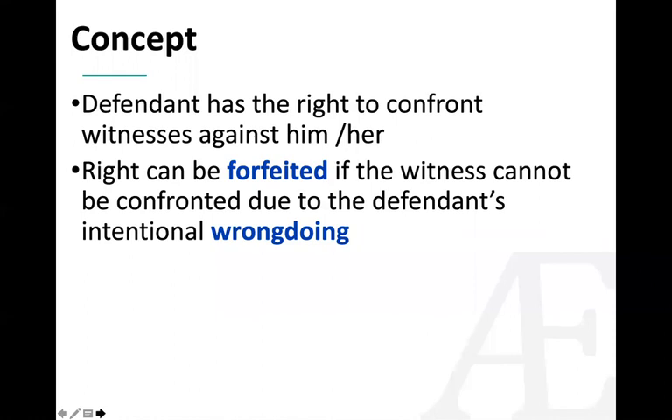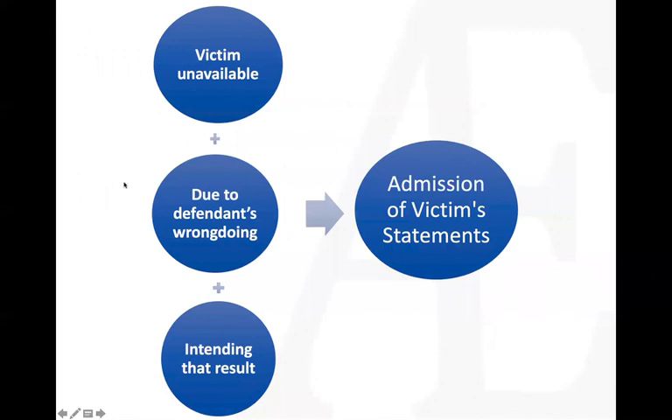doctrine, or just sort of an equitable remedy, that you don't get to cause the witness to go away and then say, hey, where's the witness? And so the three things you have to show to get statements in under forfeiture by wrongdoing is that, one, the victim is unavailable, two, that the defendant did something to cause the victim to be unavailable, and we call that wrongdoing. But think broadly when we say wrongdoing.